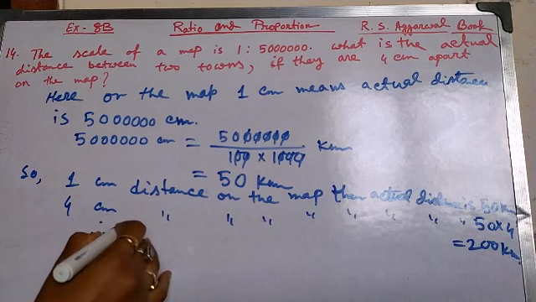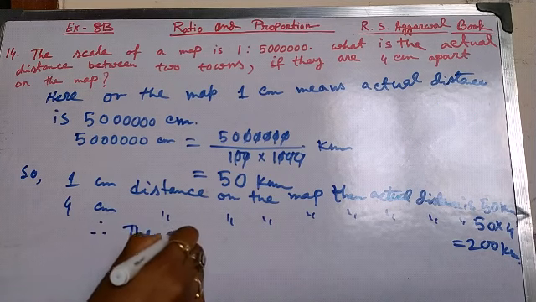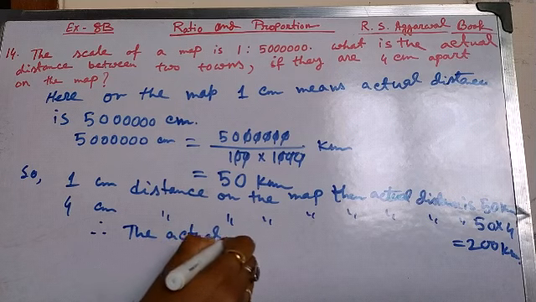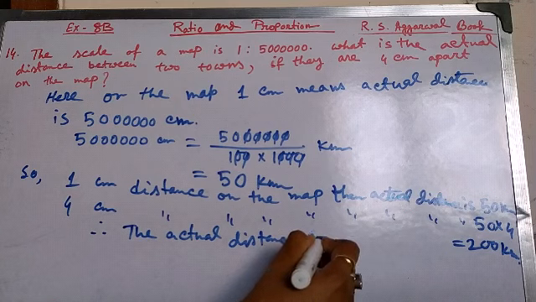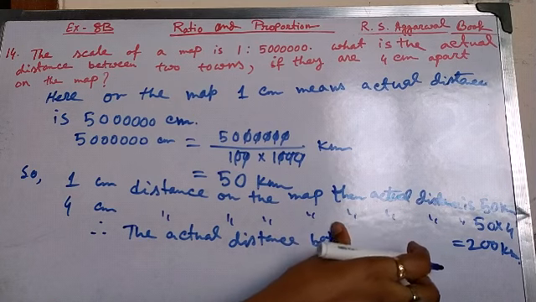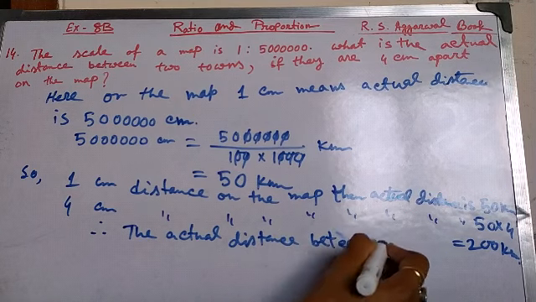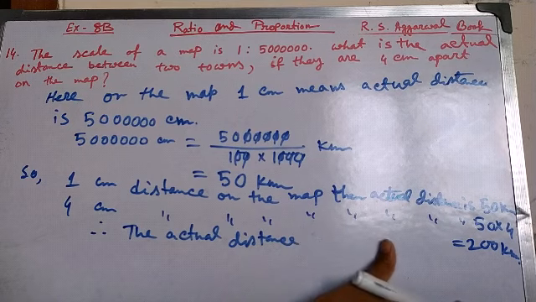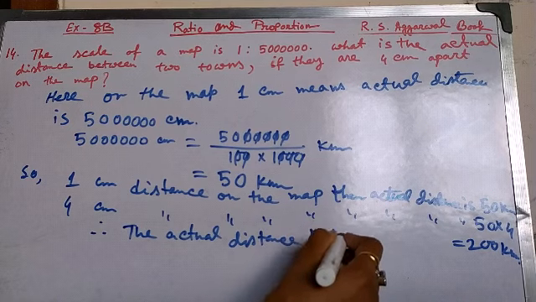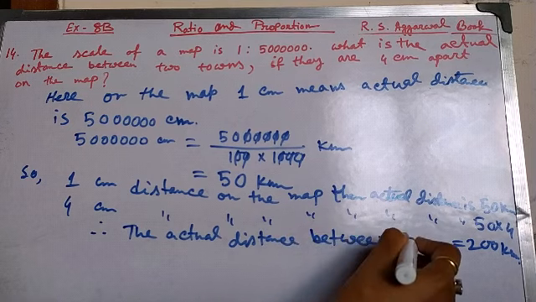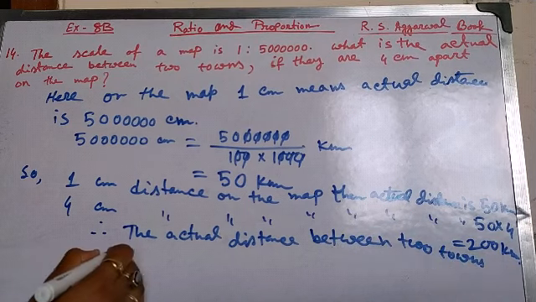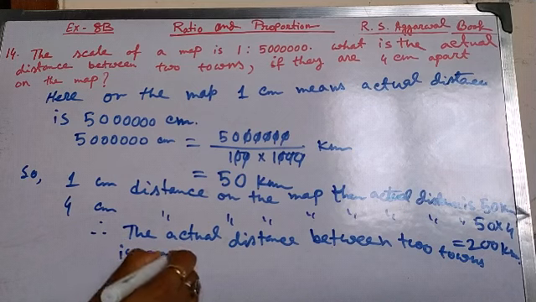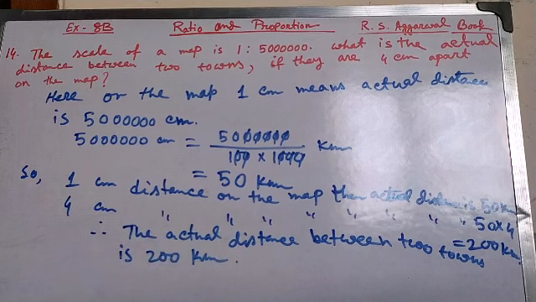Therefore, the actual distance between two towns is 200 kilometers. That's all.